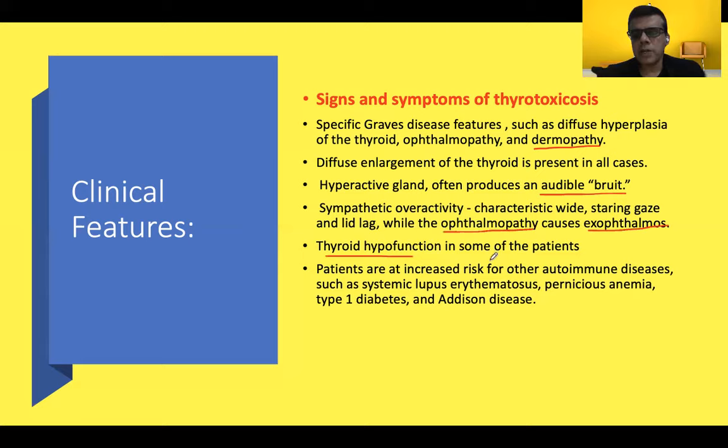These patients are also at increased risk for other autoimmune diseases. Other autoimmune diseases like SLE, pernicious anemia, type 1 diabetes, Addison's disease may already be present at the time of presentation of Graves' disease, or they may develop subsequently.